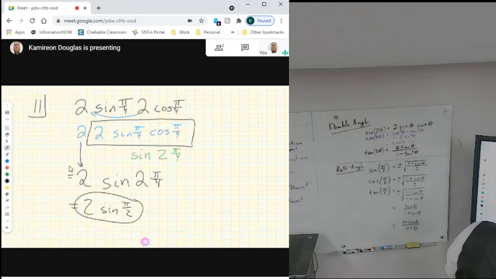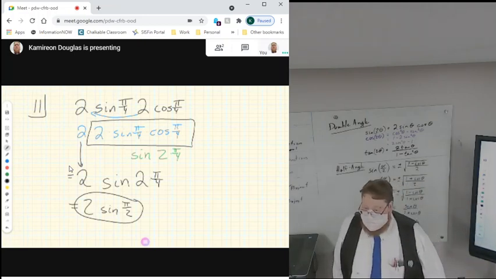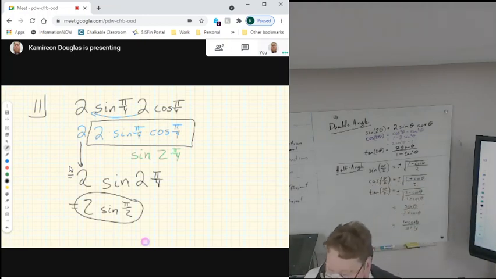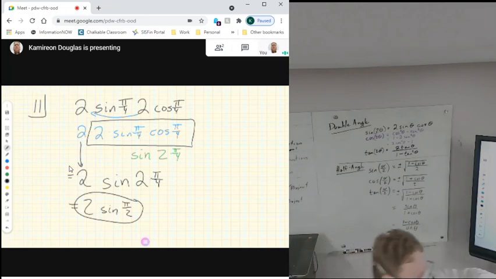This is one version of the solution. I can also use the unit circle to find the other version. Sine of pi over 2: I go to my unit circle, go to pi over 2, go to the sine value. Up here's the sine value, so that says that is 1. So 2 times 1 would mean this answer is 2.